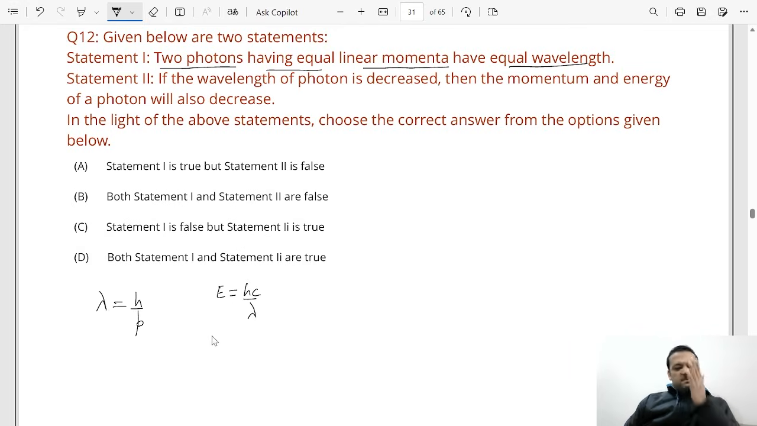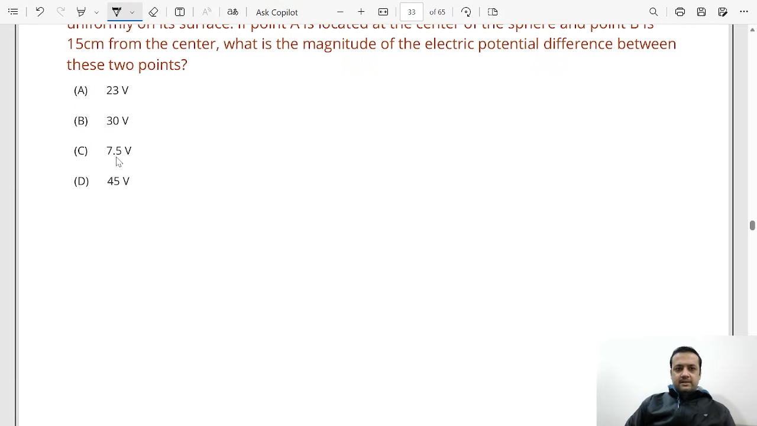That means statement 2 is wrong and statement 1 was correct. So we can say that option A will be right. Very easy question, I think it's an easy 4 marks, guys.